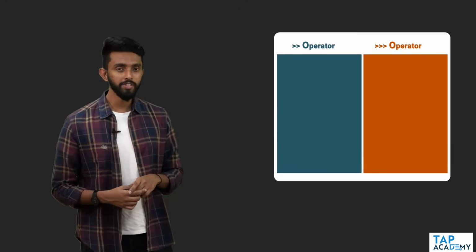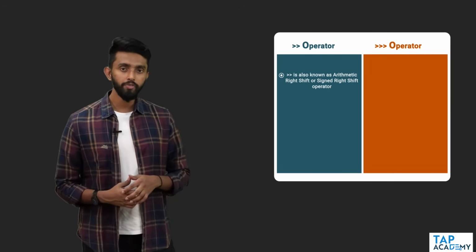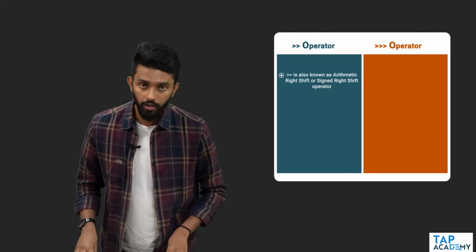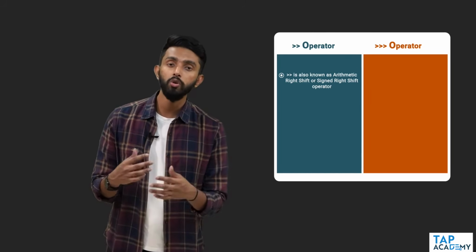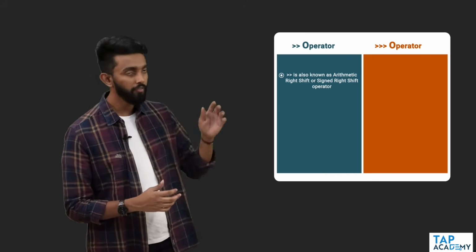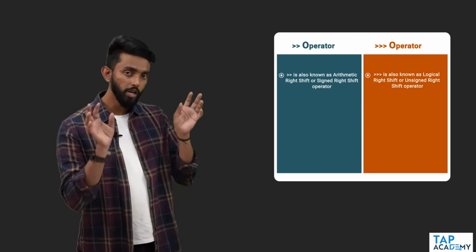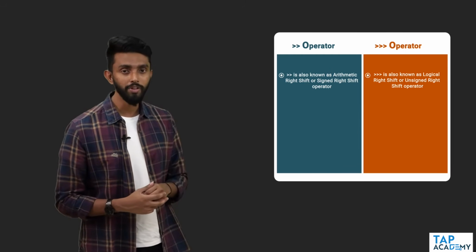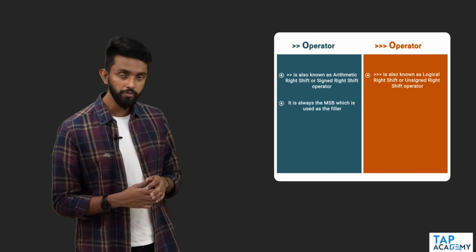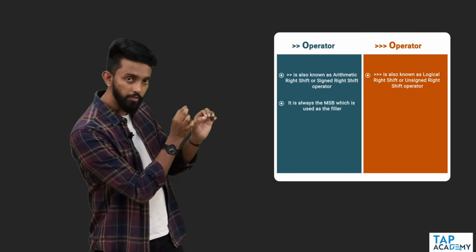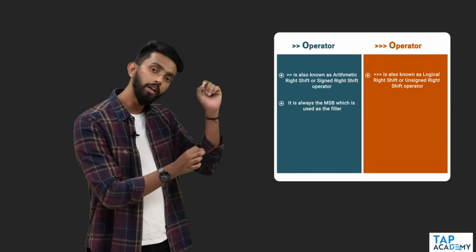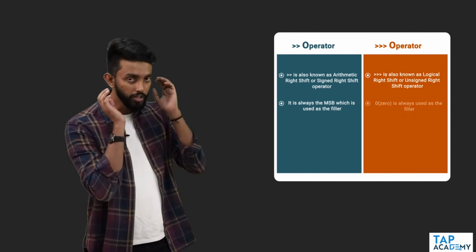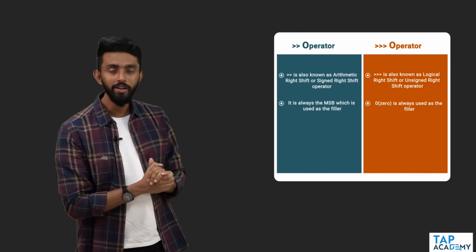The first difference is in the names. Right shift is known as arithmetic right shift, or also signed right shift. Whereas triple right shift is known as logical right shift or unsigned right shift. The second major difference is that in right shift, it is always the MSB which is used as the filler, but in triple right shift, 0 is always used as the filler.